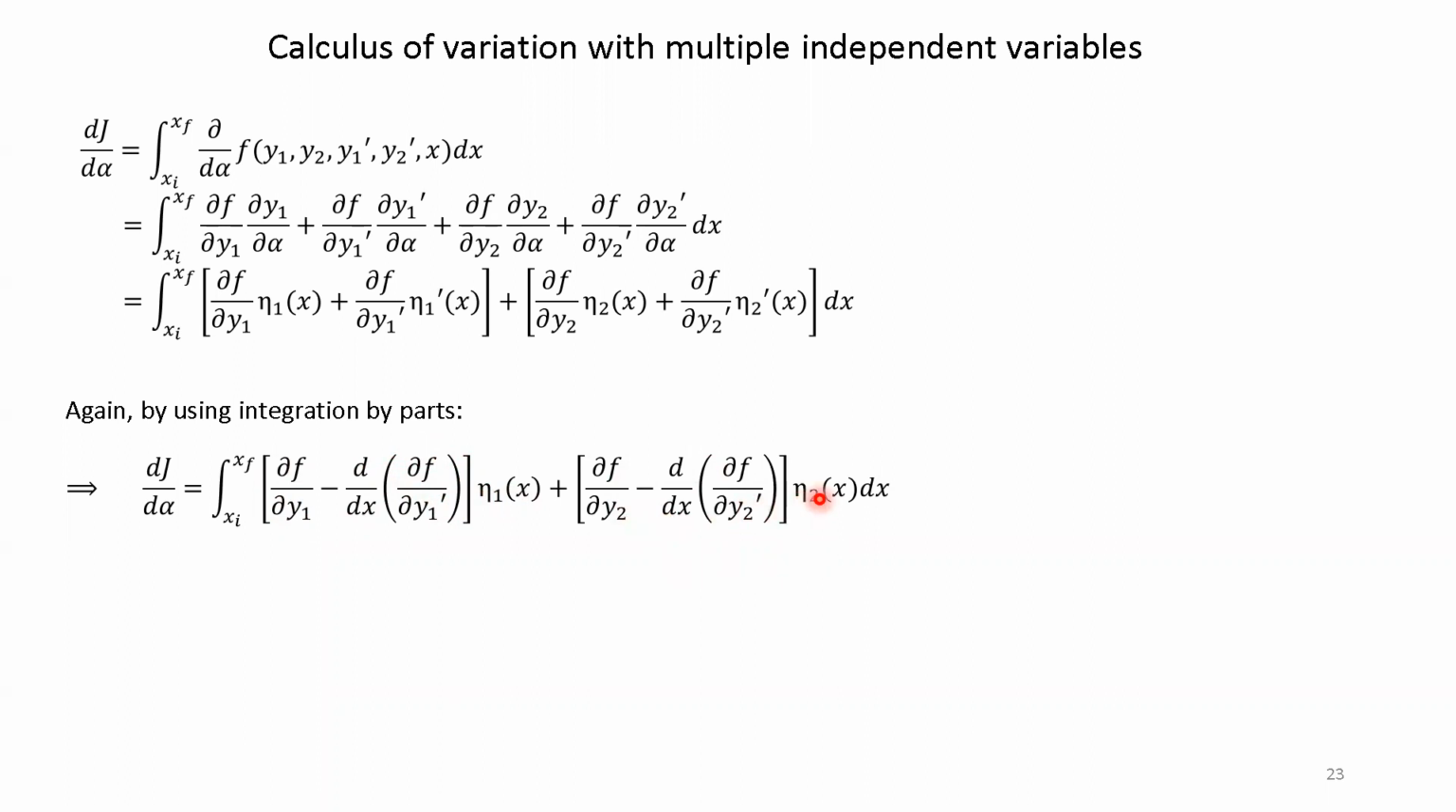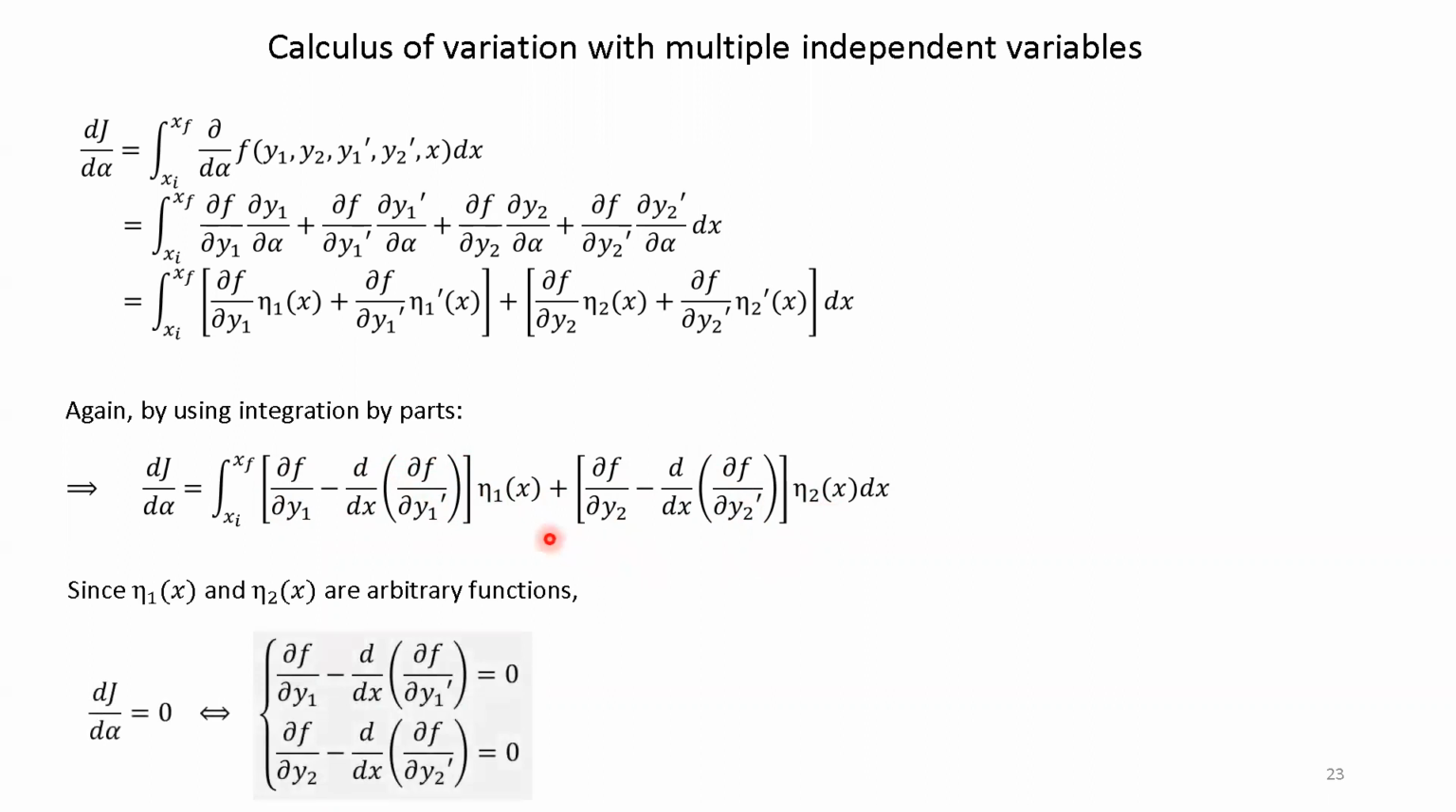And now the nice thing is that this eta 1 and eta 2 can be anything, and they are not correlated. They can be completely independent. Because of that, we can argue that each of these two terms has to be simultaneously zero, in order to have this whole thing be zero, because they are two independent arbitrary functions.